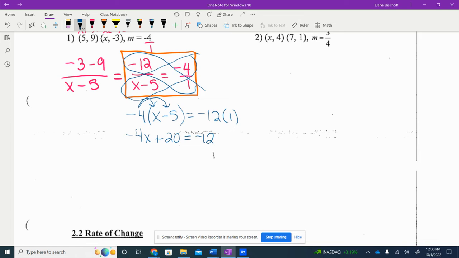I'm trying to get x all by itself. What do you want to do next? You guys are awesome. Subtract the 20. The signs are the same, so we're going to add and keep. Add these two numbers together, 32. Keep the sign. Last step, divide both sides by -4. And I find out that x equals +8, right?